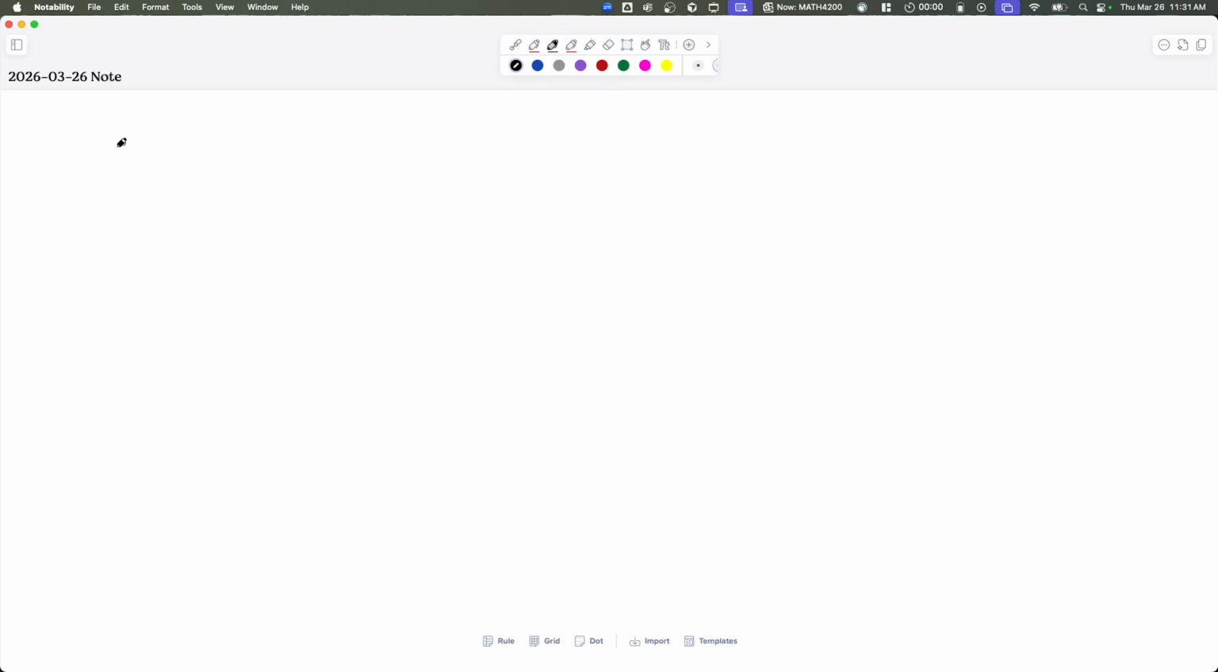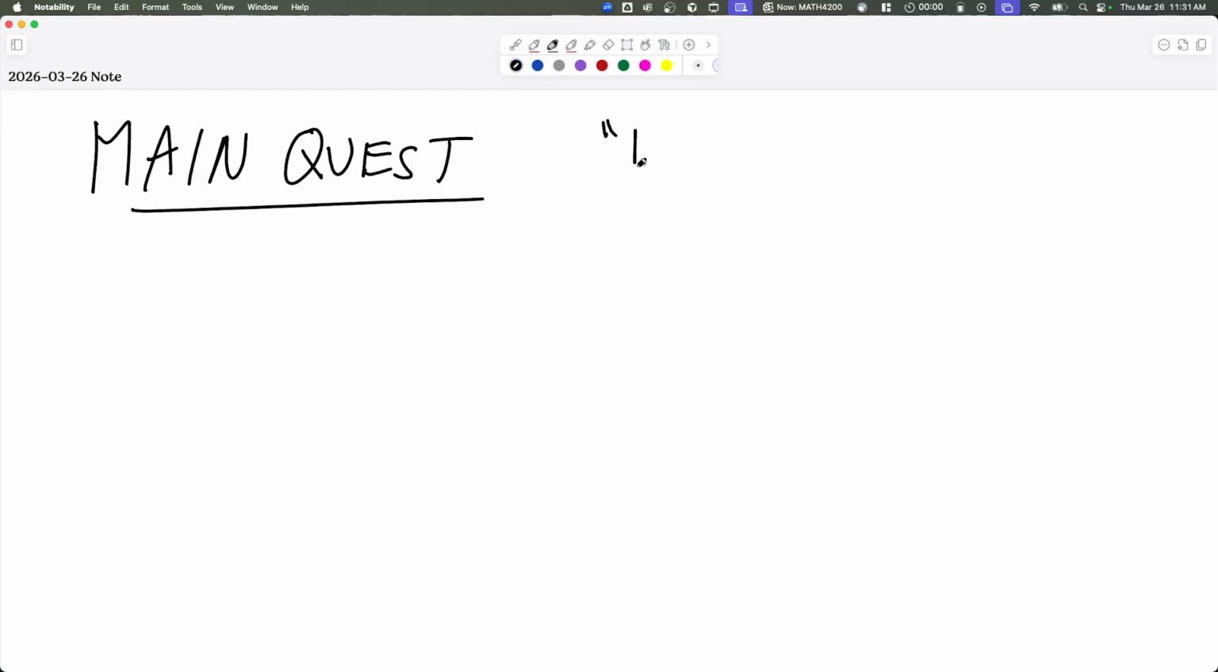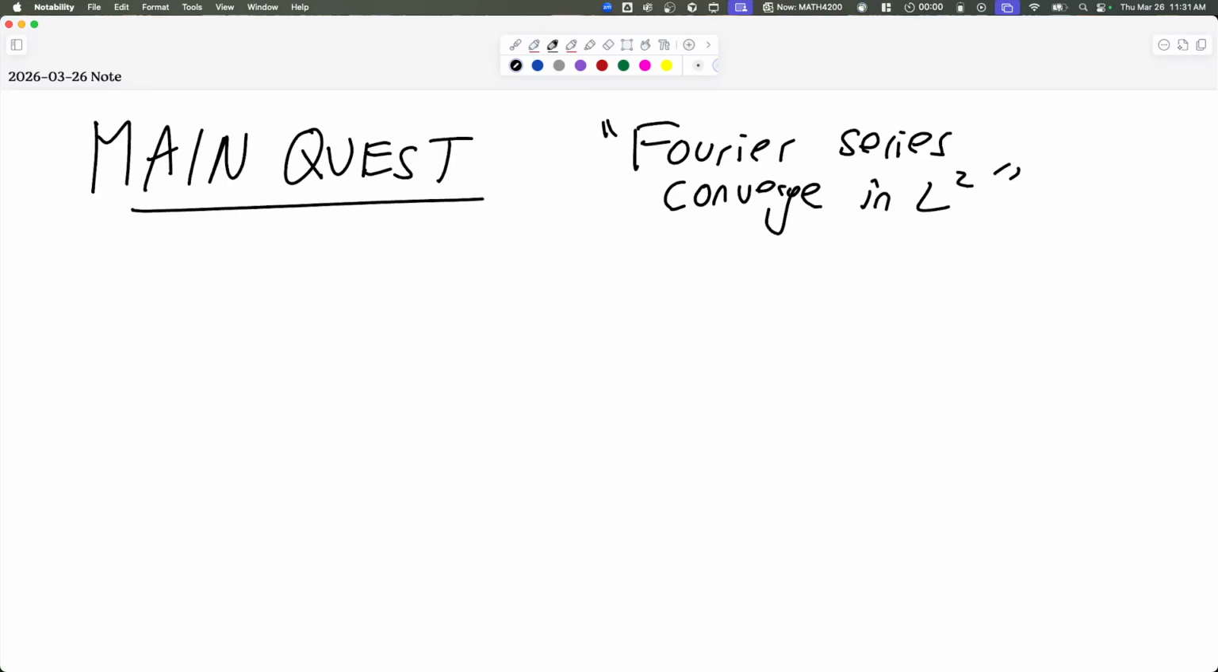So let's write down the main quest. The main quest is to prove that Fourier series converge in L2. That's how you would say it. Fourier series converge in L2.